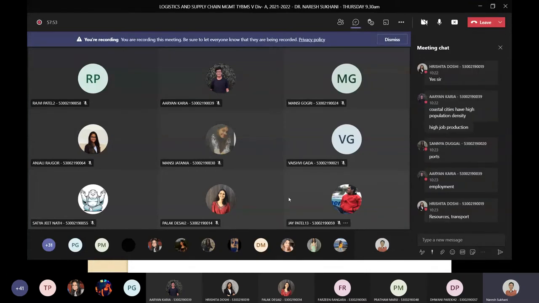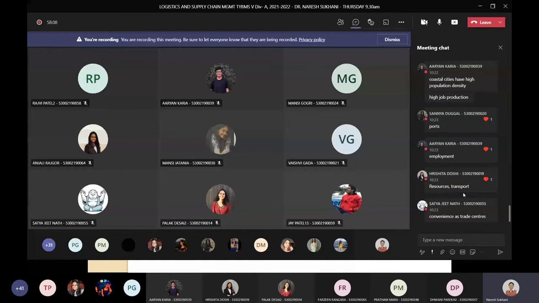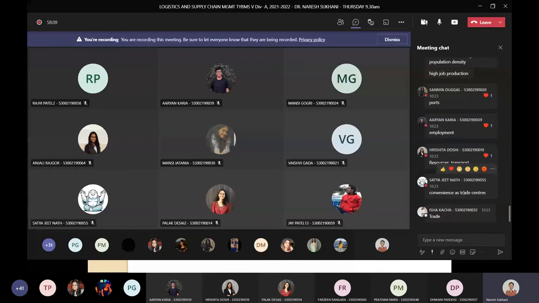Yes, very rightly. Employment, Aryan, very nice. Good viewpoint. Rishita, very nice. Resources, transportation, ports. So what happens? Okay, these are convenient as trade centers, trade. All right. So that's the reason why a lot of population is getting settled in coastal areas.